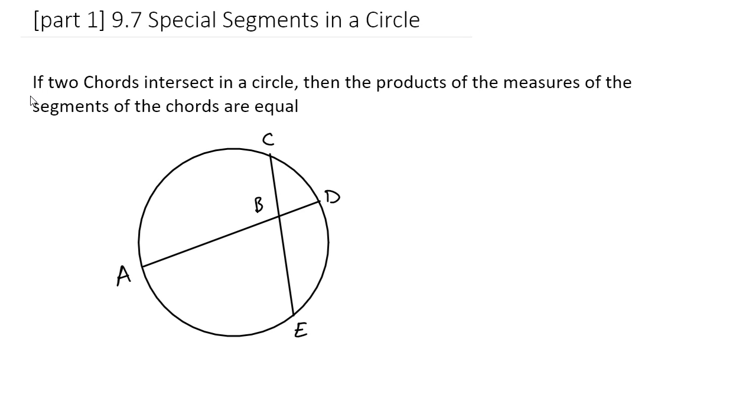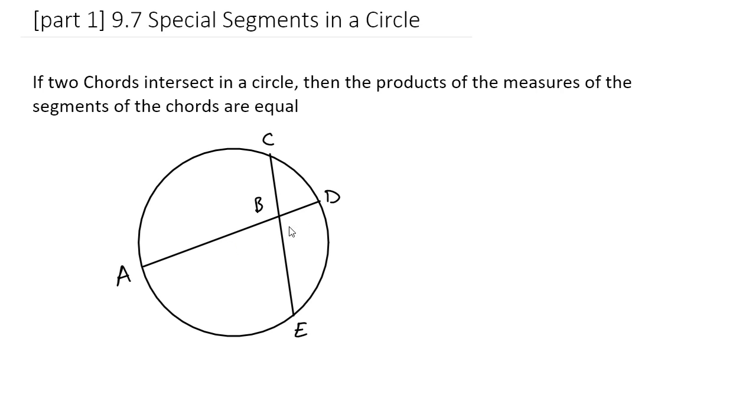First, we're going to start with two chords, two segments that intersect in a circle. And when we have that happening, then we're going to say that the products of the measures of the segments of the chords are equal. What do we mean by that?